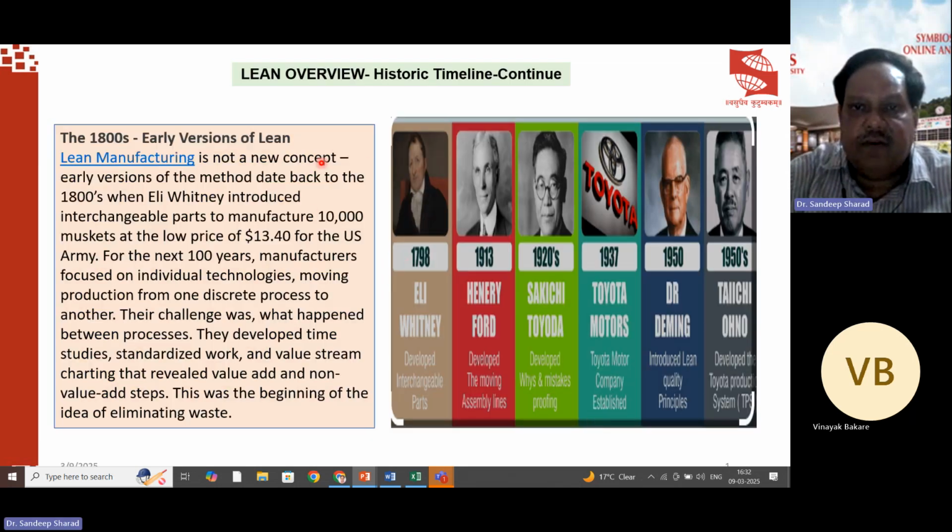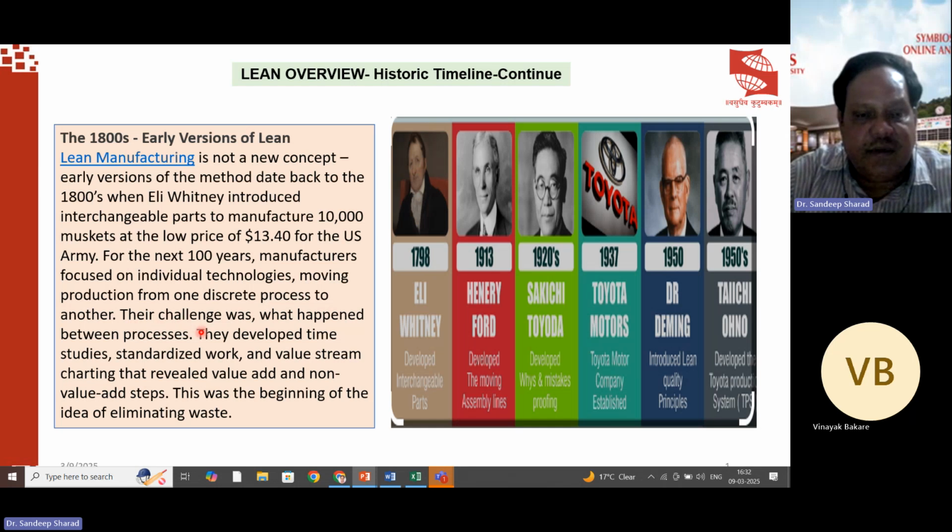The lean overview historic timeline continues. In the 1800s, early versions of the method are not a new concept. Early versions of the method date back to the 1800s, when Whitney introduced interchangeable parts to manufacturing 10,000 muskets at a low price of 13.40 rupees for the US Army for the next 100 years. Manufacturers focused on the individual technologies, moving the production from one discrete process to another.